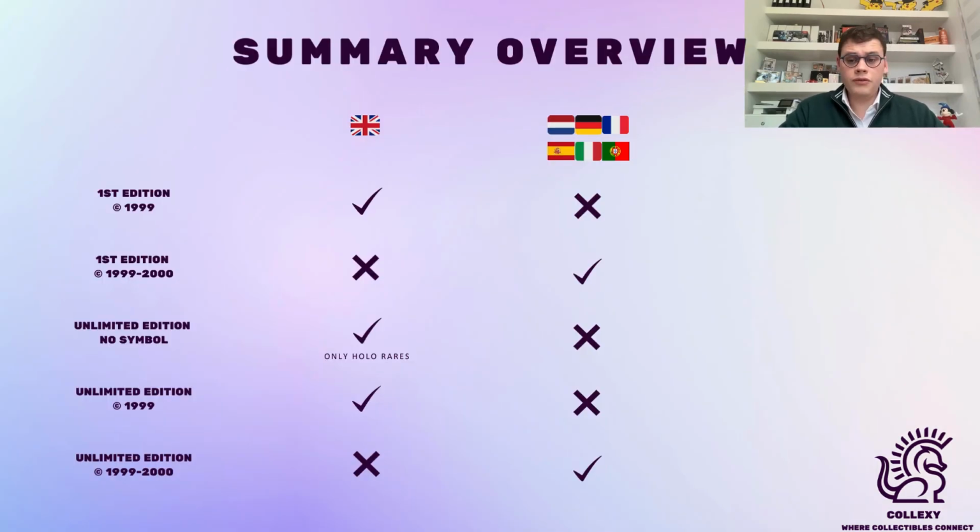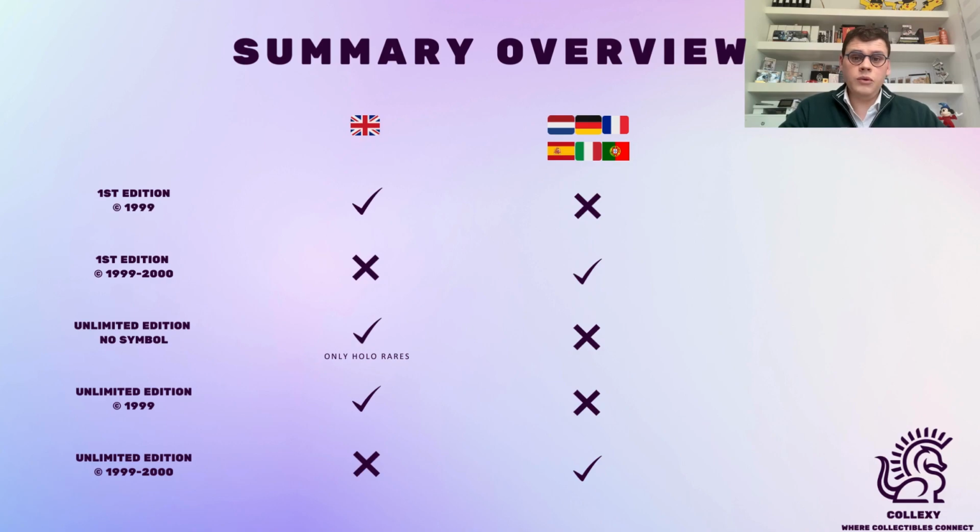So, as a summary overview, we can see that the first edition with the copyright of 1999 was only printed in English, while the first edition with the copyright 1999 to 2000 was printed in all other languages. The unlimited edition without the set symbol, which are only the holo rares as mentioned earlier, was only printed in English and not printed in any other languages.